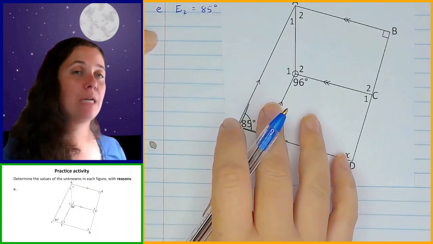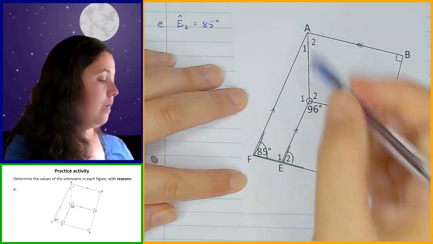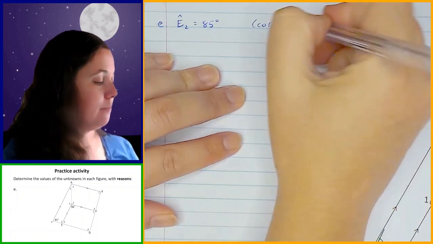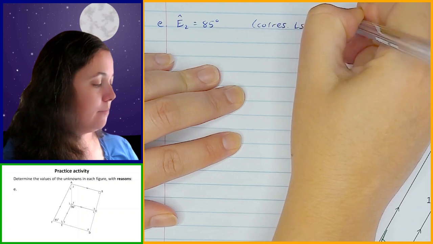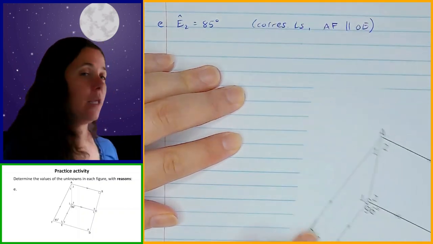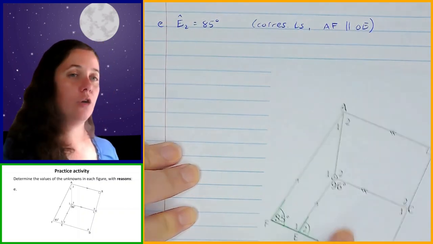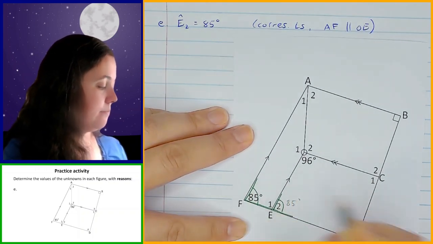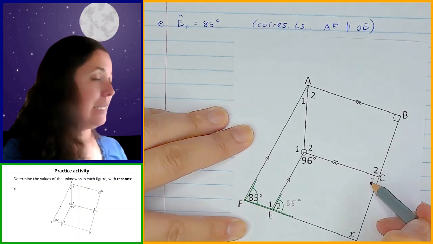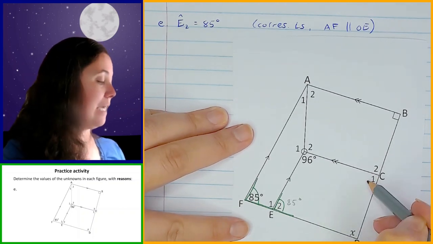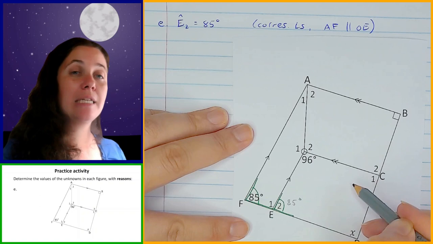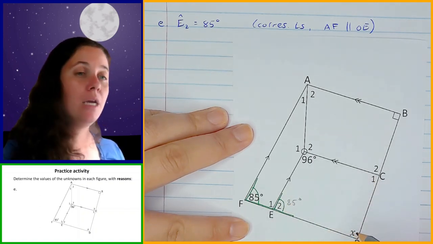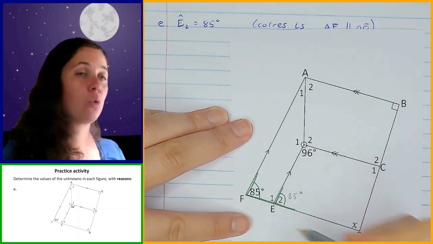And the parallel lines that I was using over there are AF parallel to OE. Okay, so now I know that this angle over here is 85 degrees. Now we need to see if we can work out what this angle is, angle C1. The reason I need to know this angle is because if I know all three angles over here, I can work out the fourth one, which is inside this quadrilateral.